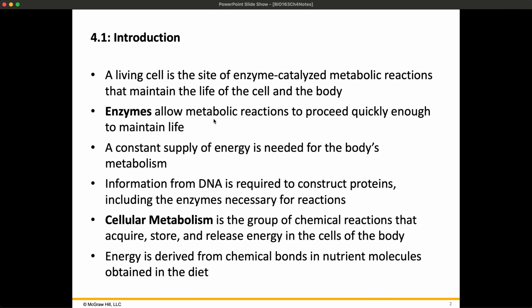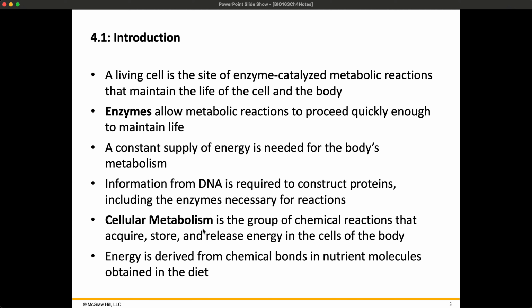And we'll get into what metabolic reactions are, but they are what are essentially supplying our body with energy and making new structures. Our body needs a constant supply of energy for that. We're always growing and repairing structures, and so we have this constant need for energy. Same thing, just transporting things across the cell membrane. Those active transport reactions always need energy. Information from DNA is required to construct proteins, including those enzymes that are going to be catalyzing these reactions.